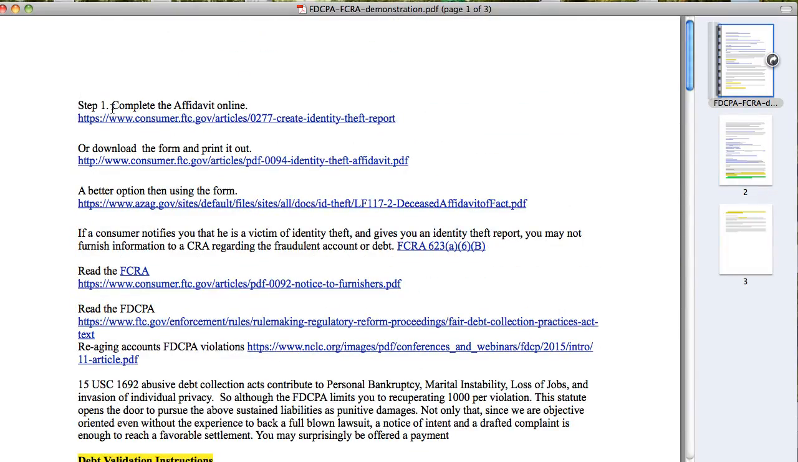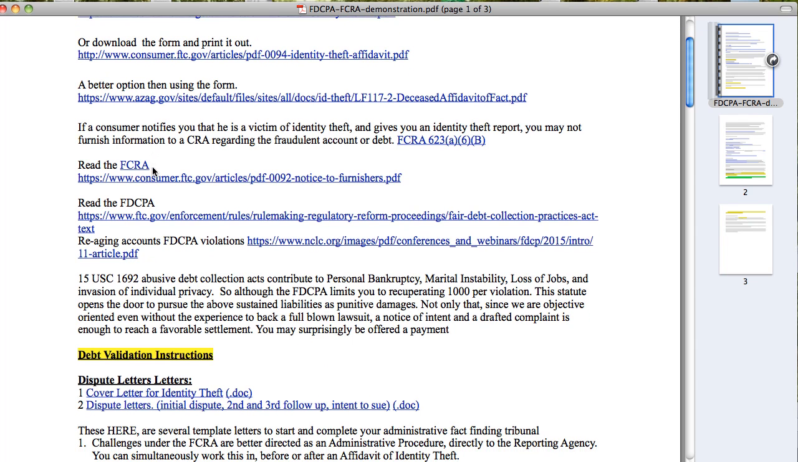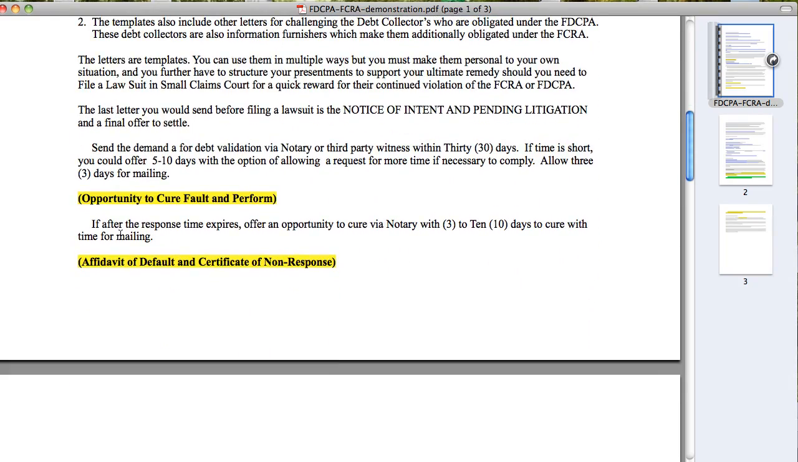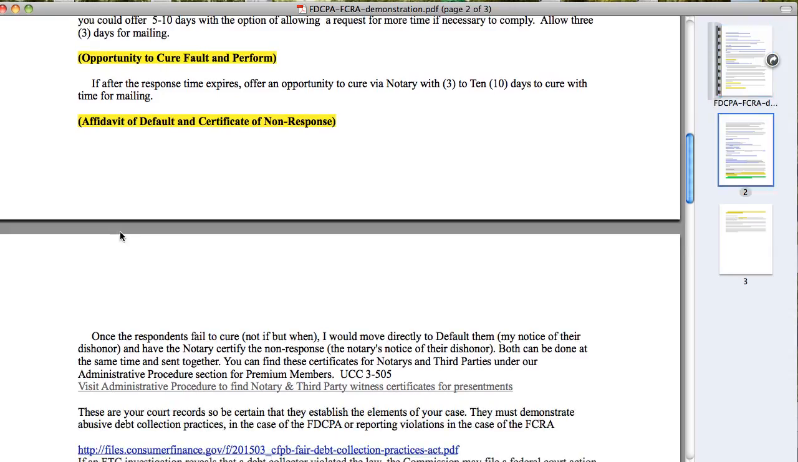It starts with the affidavit of identity theft. Get most of that stuff off. Get the rest of it off with a couple of letters and an intent to sue. If push comes to shove, take them to small claims court and get back with us and let us know how it goes.